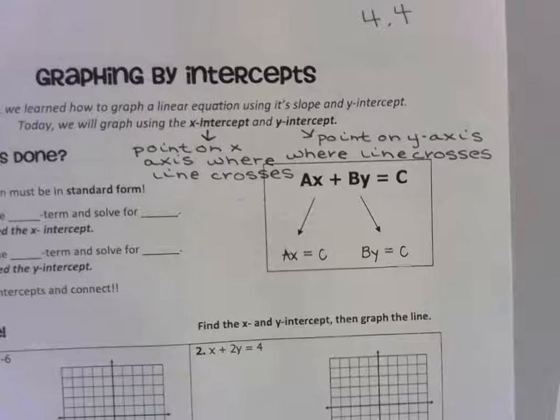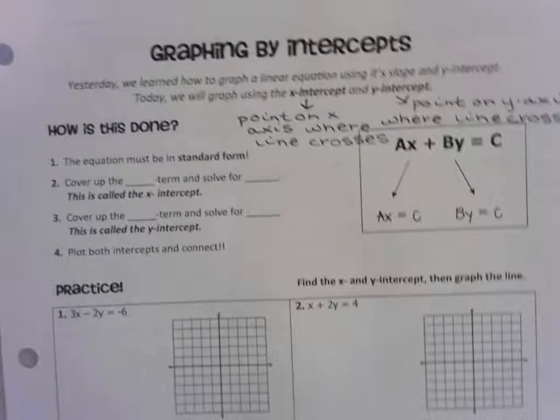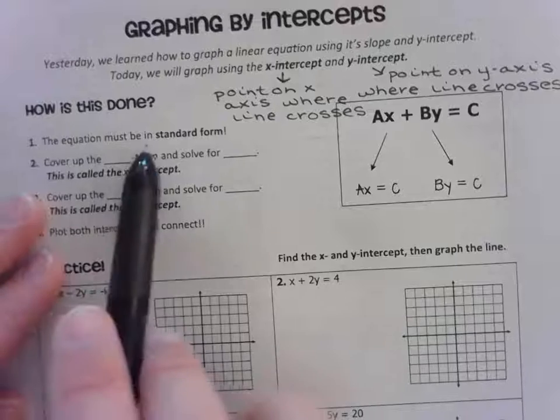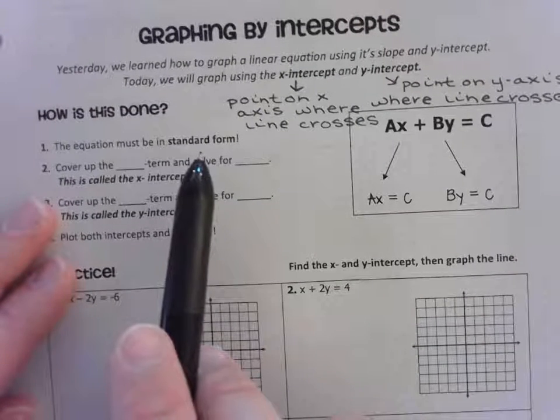So what we're going to do today is find the y-intercept, find the x-intercept, graph those 2 points, and then just draw a line through them. We're not going to use slope today because the equations are not going to be in slope-intercept form. Here are the steps. First of all, the equation must be in standard form. What does standard form look like?